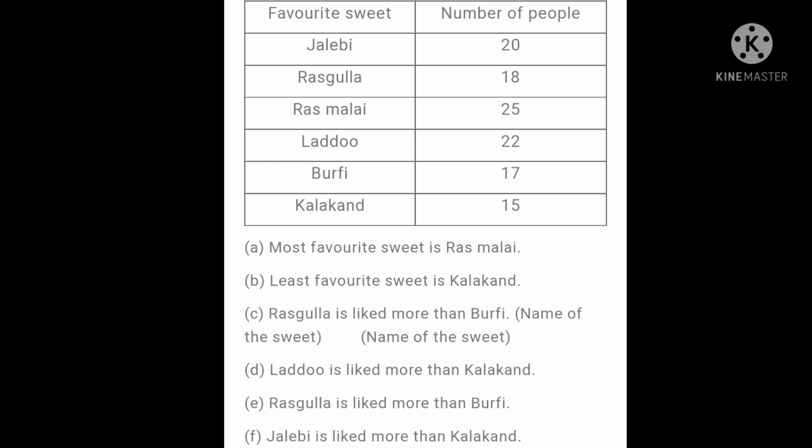Rasgulla is liked more than burfi because 18 people like rasgulla and burfi was liked only by 17 people. So rasgulla is liked more than burfi. Laddu is liked more than kalkand. 22 people like laddu whereas kalkand was liked only by 15. So laddu is liked more than kalkand. Jalebi is liked more than kalkand.